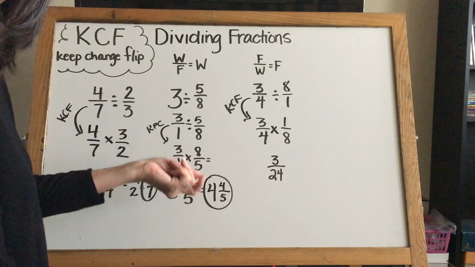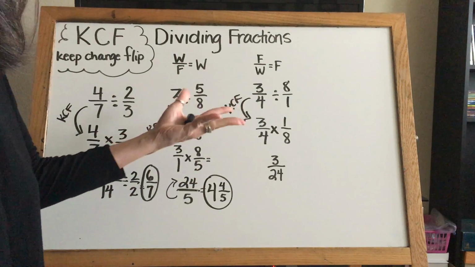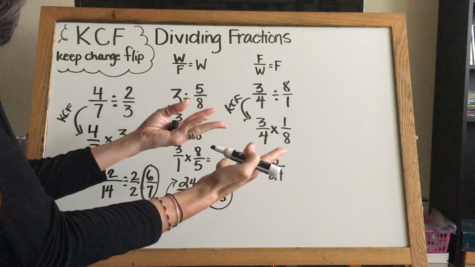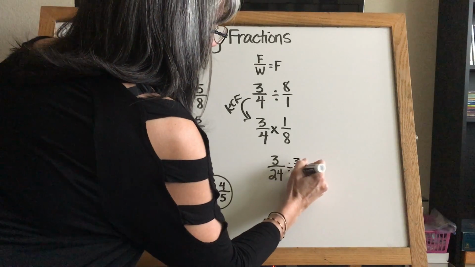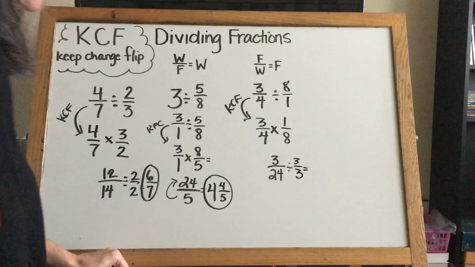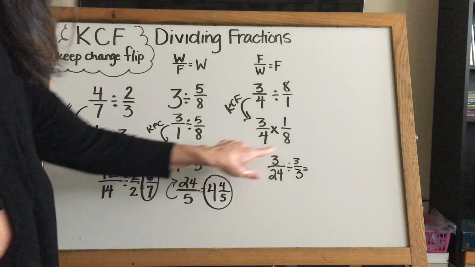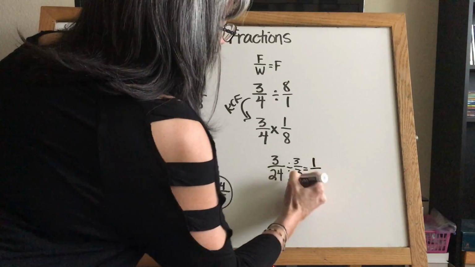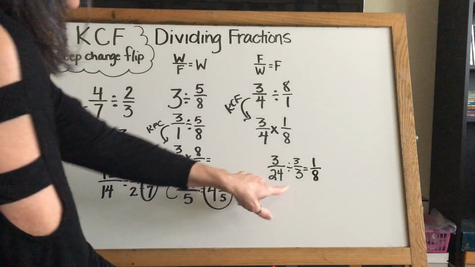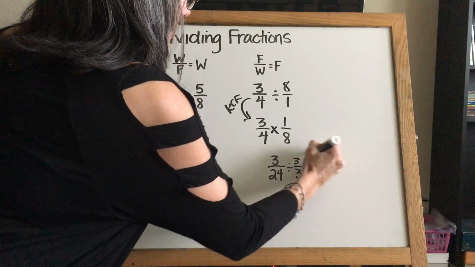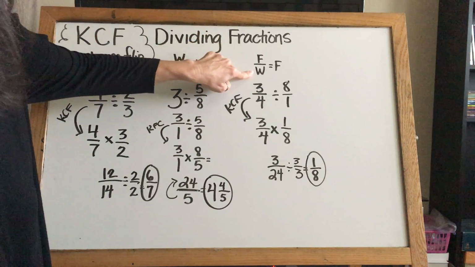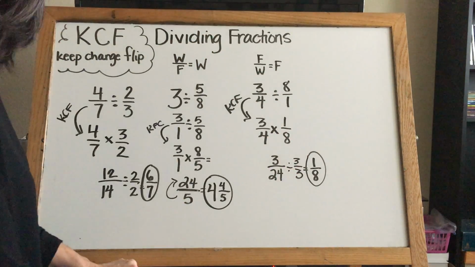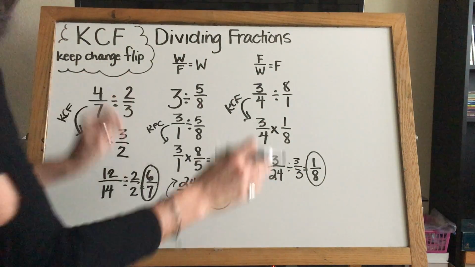Is 3 a factor of 24? Well, it is. 3, 6, 9, 12, 15, 18, 21, 24. So we know 3 goes into 24, so we have to reduce this to lowest terms. So we're going to divide by our super 1 of 3 over 3. 3 divided by 3 is 1. 24 divided by 3 is 8. We know we're finished now because 1's our numerator. We can't go lower than that. So did our fraction divided by a whole end up as a fraction? Yes, it did. And that's how you divide fractions.